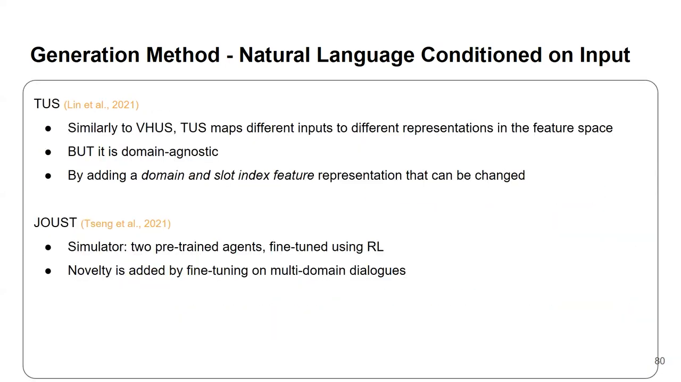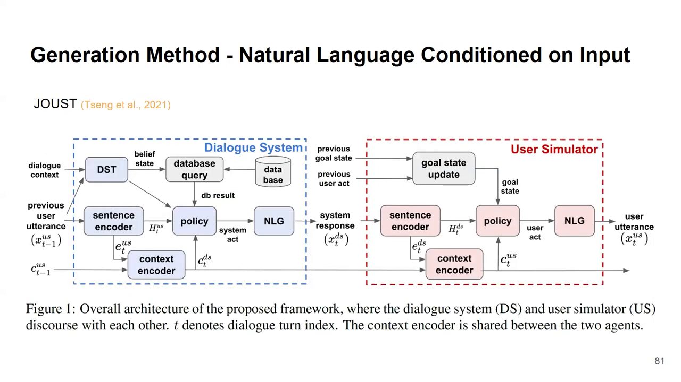Condition on input. Okay. And this is Just. And here I put this image to show another example of the two simulator systems. So you have a dialogue system and a user simulator, and how they communicate with each other. Usually you have one turn, which you see on the left, you have C_{t-1}, which is the context of the dialogue. And you generate one turn by passing it through both parts of the dialogue. And then you backpropagate, and then you make them learn together.